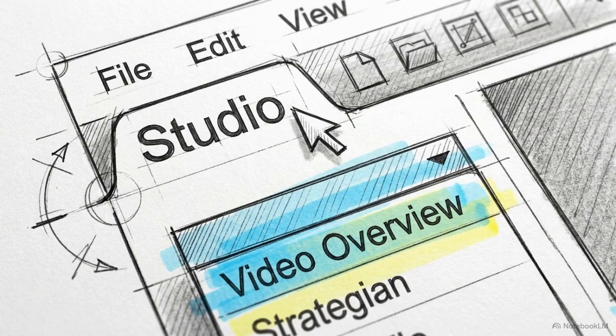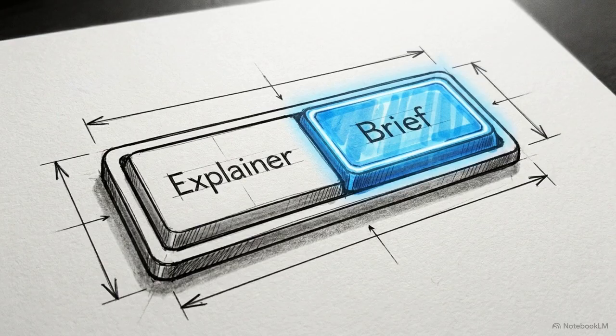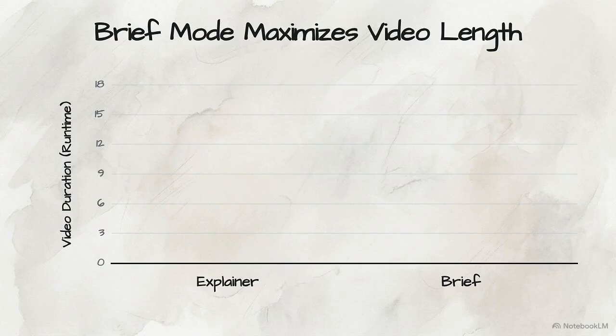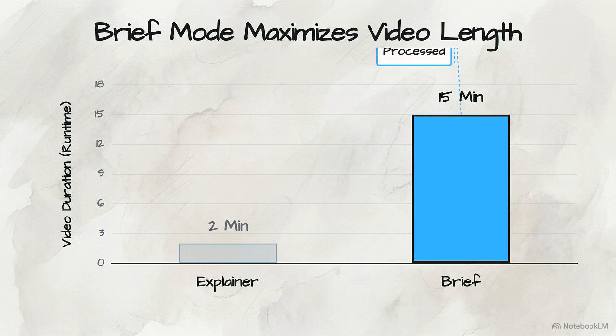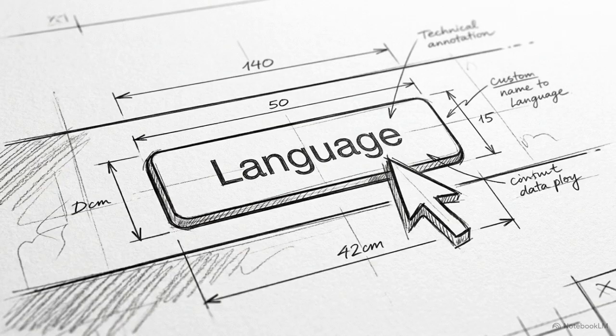Open the Studio panel at the top of your screen and click on Video Overview. Here, you must change the default settings. Skip the standard options and select the brief format. This chart shows the difference between the two generation modes. The Explainer setting compresses your data into a fast 2-minute short. The brief setting commands the AI to process the entire source text, stretching the output into a detailed 10 to 15-minute timeline. Next, look at the language drop-down menu below.